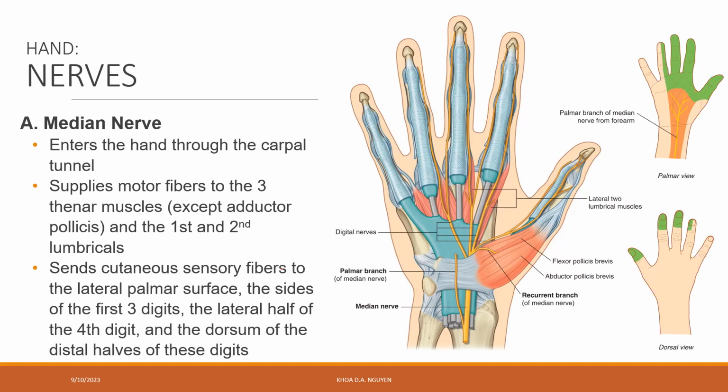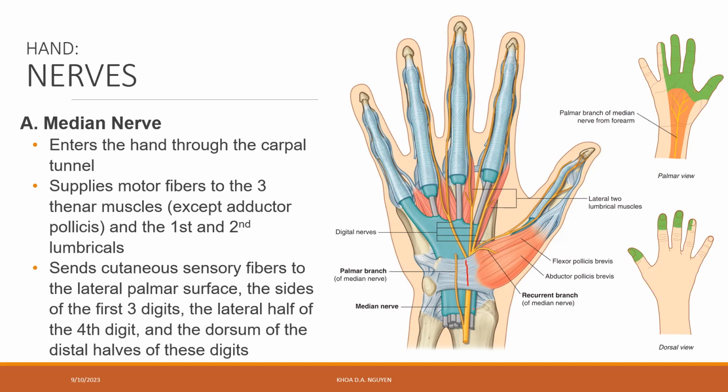We will talk about three nerves: the median nerve, the radial nerve, and the ulnar nerve. So let's begin with the median nerve, okay? Now the median nerve, just like we said before, goes through where? It goes through a tunnel. What tunnel is that? The carpal tunnel, okay?